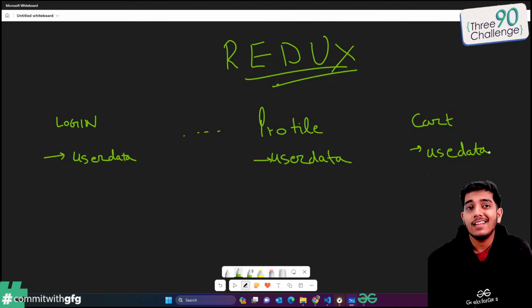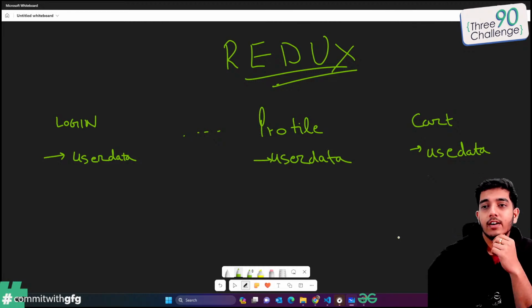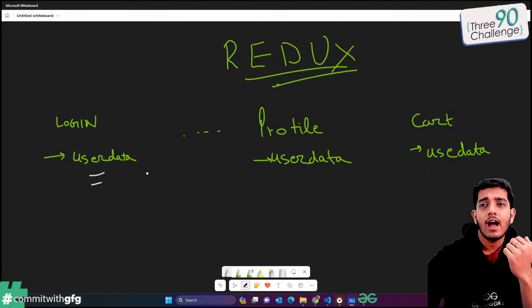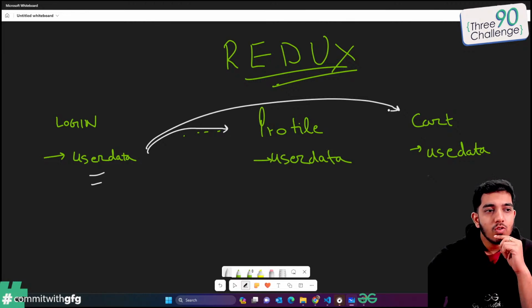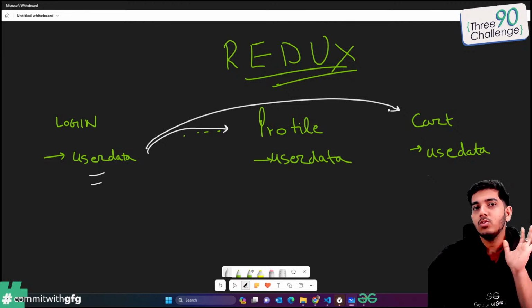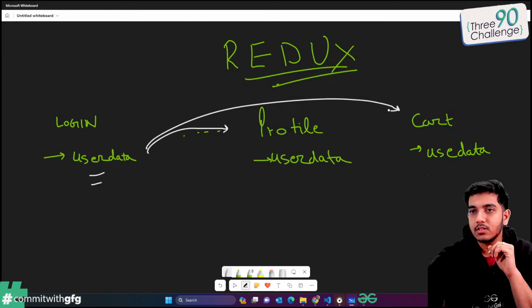So later on developers thought, is there any way where, once I got the user data, suppose in the login page, that's the first page, I can directly send it to the profile page and other pages also? So for that we actually use Redux.